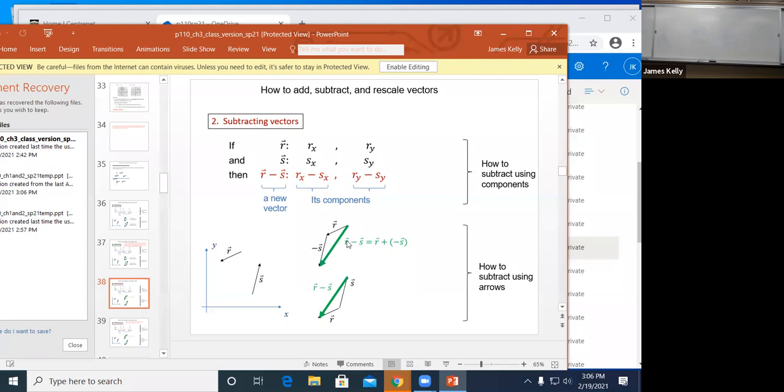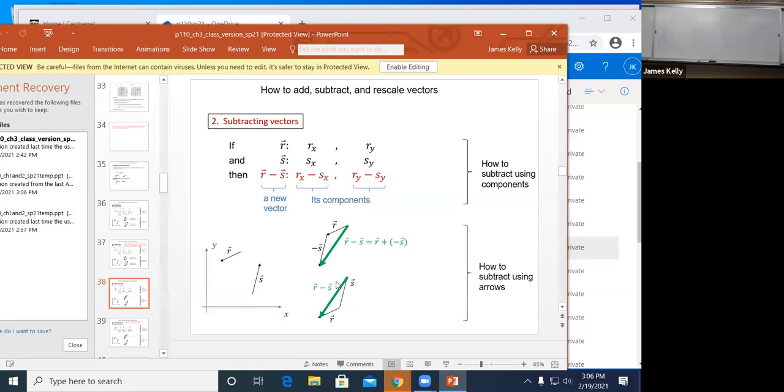It's a drawing exercise, so you're not going to get anything super precise. But here's r. I've just moved it over here. Here's s, and I've drawn it in the opposite direction. So minus s is going down and a bit to the left. And then I go from the original tip to the final tail. That's r minus s. Just added r to the negative of s.